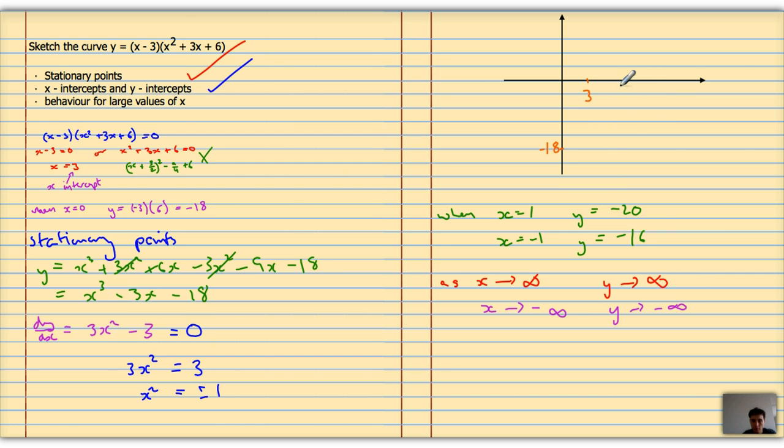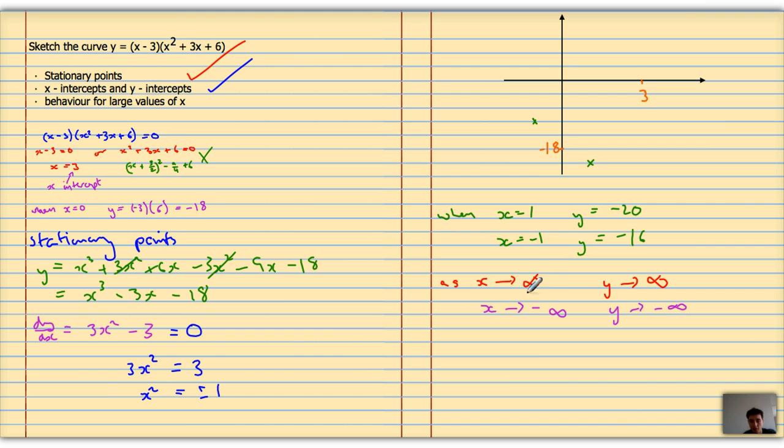Okay, so how does that relate to our graph? Well, I think for ease I'm going to move this stationary point and just change the axis. So it doesn't make a difference because I haven't drawn any points yet, but let's put all the information down that we've got. So we've got stationary points at 1, minus 20, so 1 is there, and minus 20 is there. We've also got a stationary point at minus 1, minus 16. Somewhere like, let's put it there.